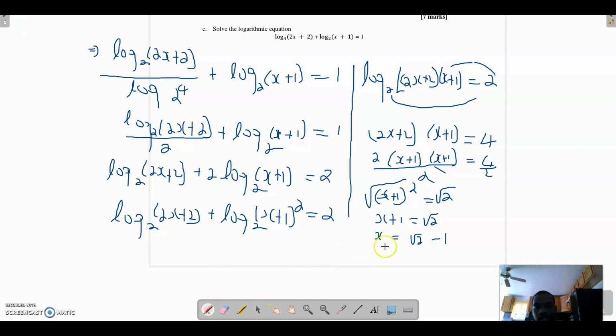And in fact, let me not even leave it at that. Let me consider this to be plus or minus root 2. Right? So I would have root 2 minus 1, and I could also have minus root 2 minus 1. Now, of course, this one is not applicable, because if I were to take this and put it here, I would end up with a negative, which I can't log. So this is not applicable. So therefore, x is equal to root 2 minus 1.